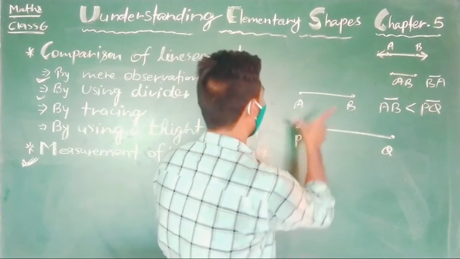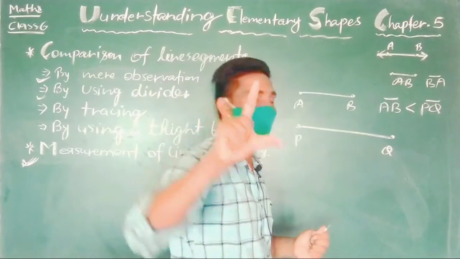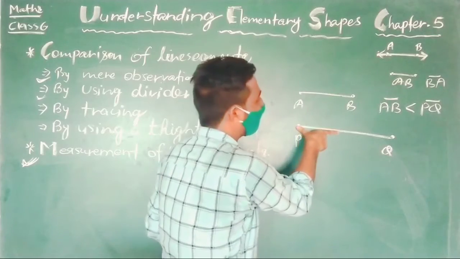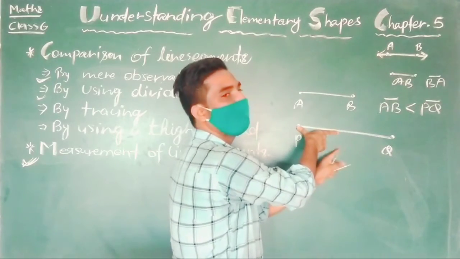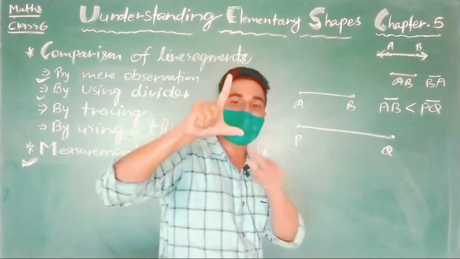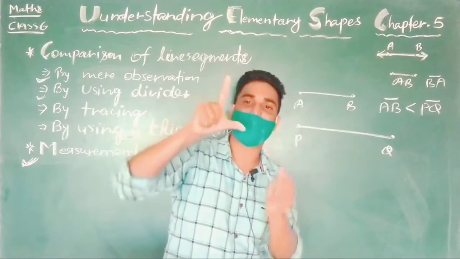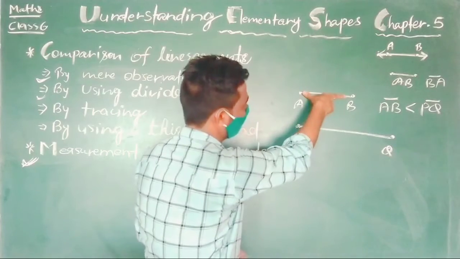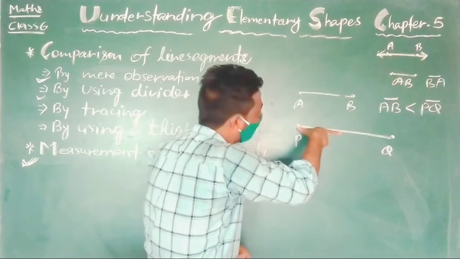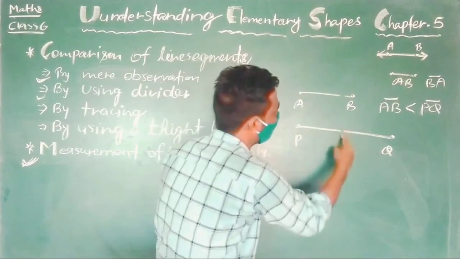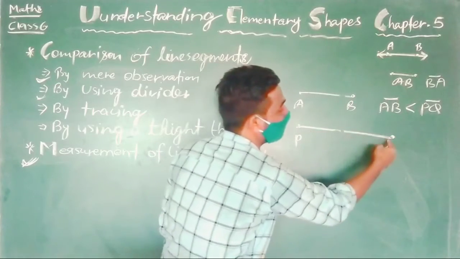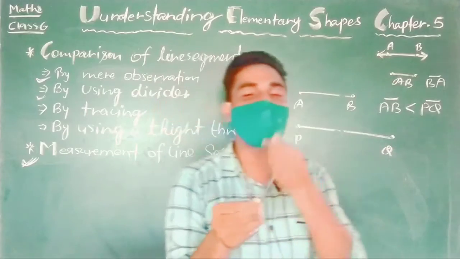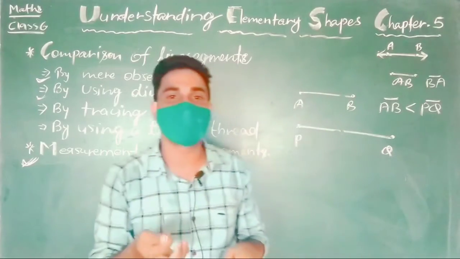How to measure? Suppose any line segment, and this is the divider. We'll measure like that, and then we'll put it here like that. Now by seeing we can say that this PQ is greater, because the gap between these two legs of the divider is AB. If you put it on this, the length of AB is still here only. So this PQ is greater than AB.